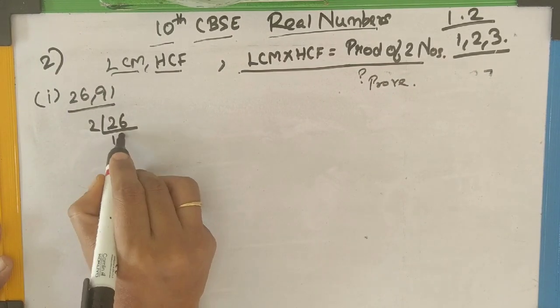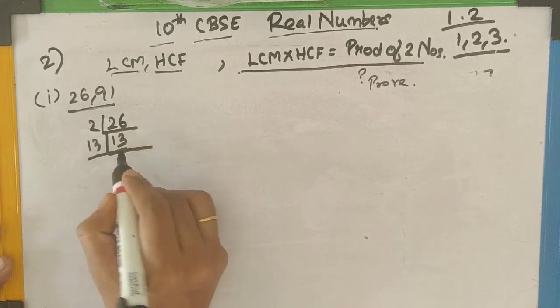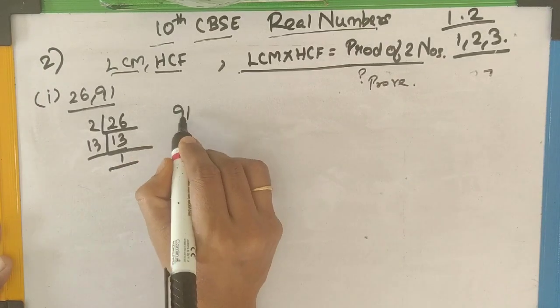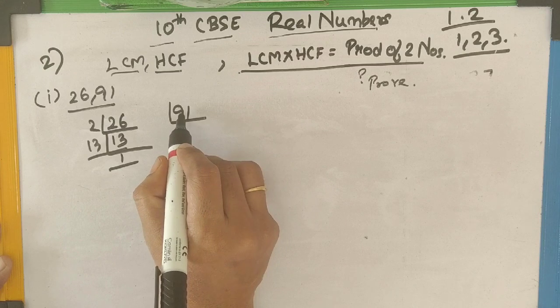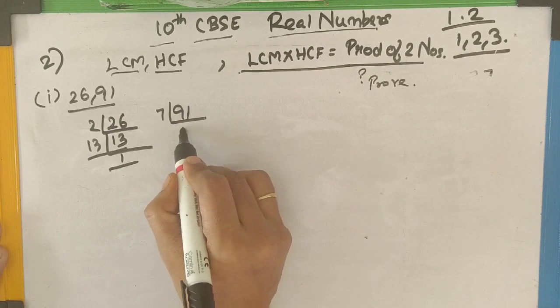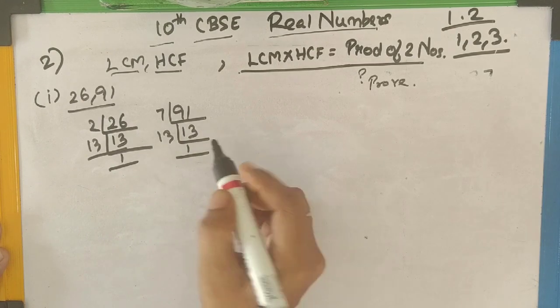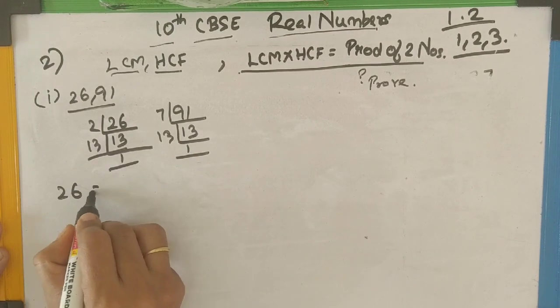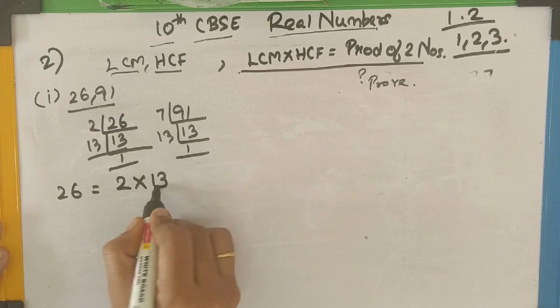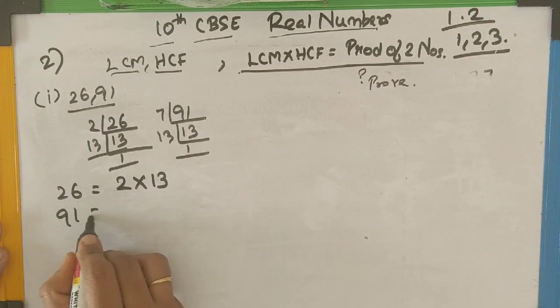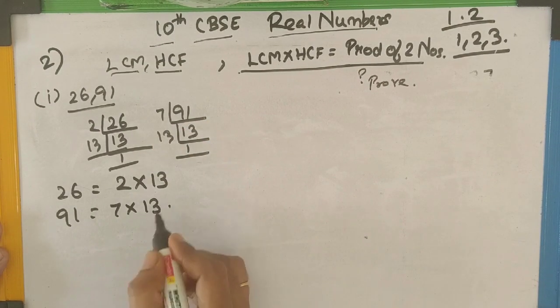Now I am going to find the factors of 26. That is 2, I get 13. So the factors are 2 and 13. I am dividing 91 with 7. I am getting 7 and 13. 13 is a prime factor, so I am going to leave it with that prime number. So I am writing the factors of 26 and factors of 91.